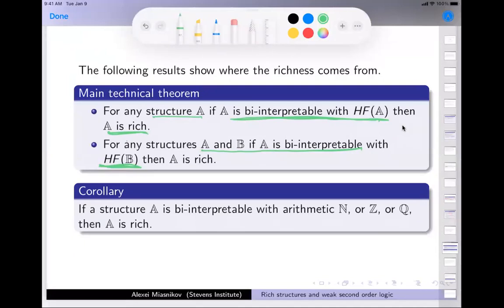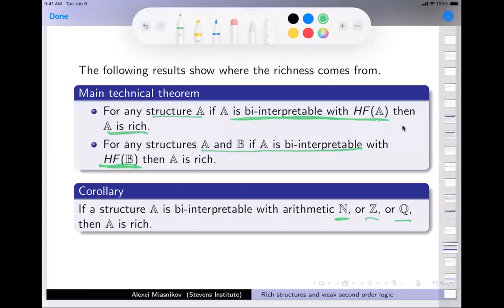So the natural numbers are, of course, rich, because HF of n, you just enumerate everything and it's definable in arithmetic. So it's interpretable with HF of n. And Z and Q, all of them are rich. So if you bi-interpret one of them, your structure is rich. And that's what the results about groups that I mentioned, that was the method.